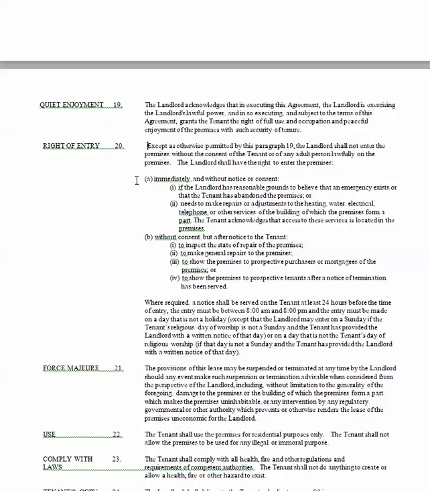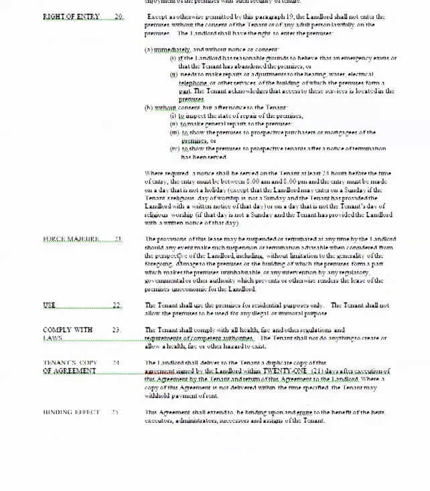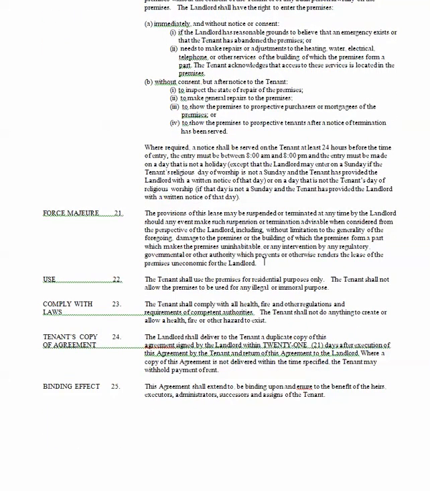So next, right of entry. Except as otherwise permitted in paragraph 19, the landlord shall not enter the premises without the consent of the tenant or any adult person lawfully in the premises. Anyway, it's basically saying we're going to give you proper notice. Make sure that you understand that we're going to give you 24 hours notice, and please adhere. And make sure that your keys are up to date with the landlord. We do keep everything locked up, and make sure that we have an emergency key.